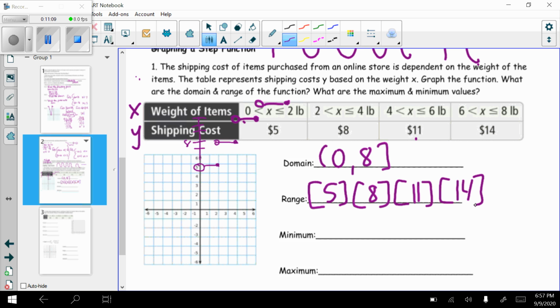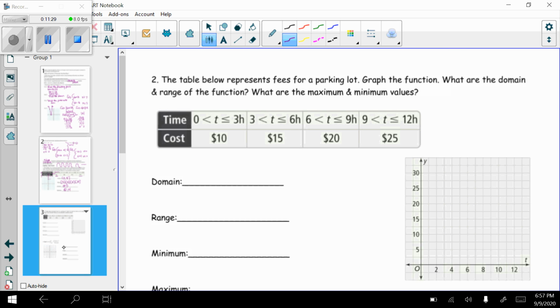My minimum value, that is the lowest or the smallest y on my graph. Right? I can see here, these are my y's, so I can get it from my table as well. So my minimum is at 5. My maximum is my biggest y value at 14. So the last page, we look at more examples like that.